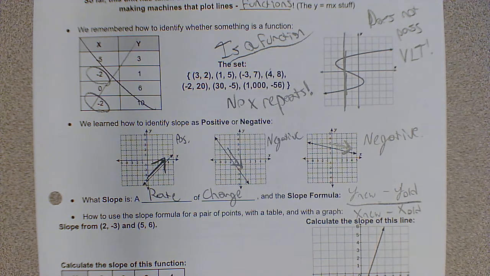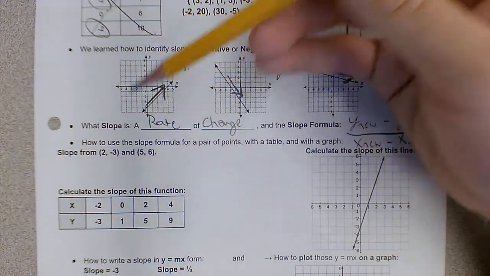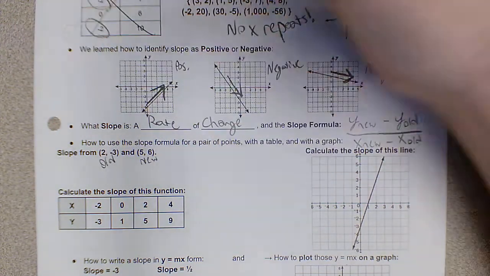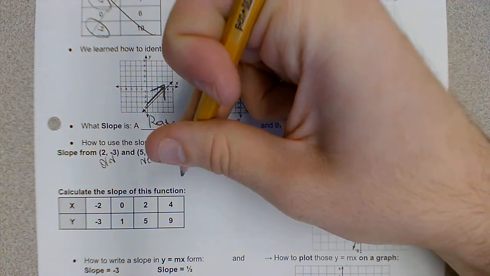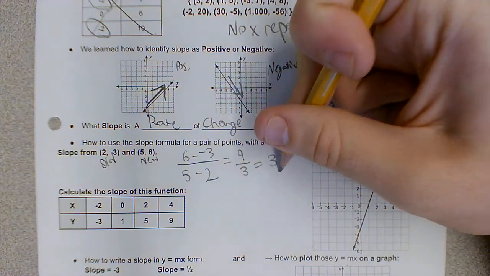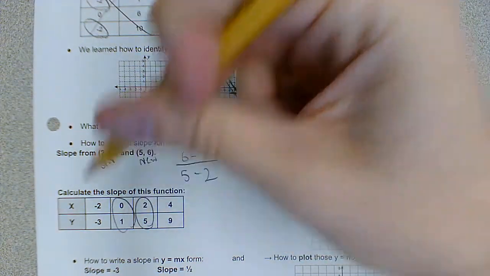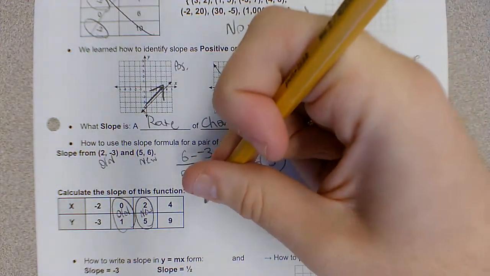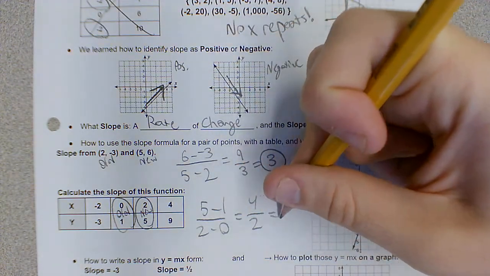Okay, with all that in mind, we know the formula, we got to apply it. So, we got to get the slope from these 2 points. I'm going to call this one my new point. This is going to be my old point. So, I'm going to do 6 minus 3 minus negative 3 over 5 minus 2. Going to be 9 on top, 3 on the bottom, a slope of 3. In a table, I got to identify 2 points. I'm going to pick these 2. This one's going to be my new. This one's going to be my old. I do 5 minus 1 over 2 minus 0. 4 over 2, or a slope of 2.